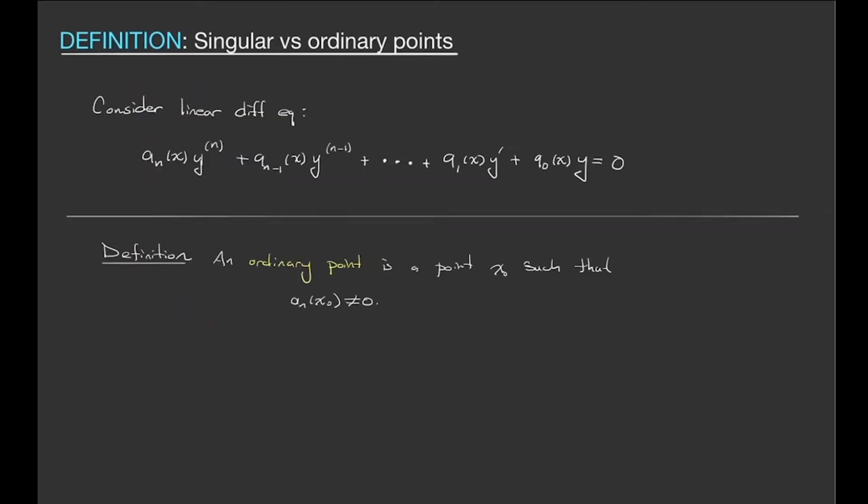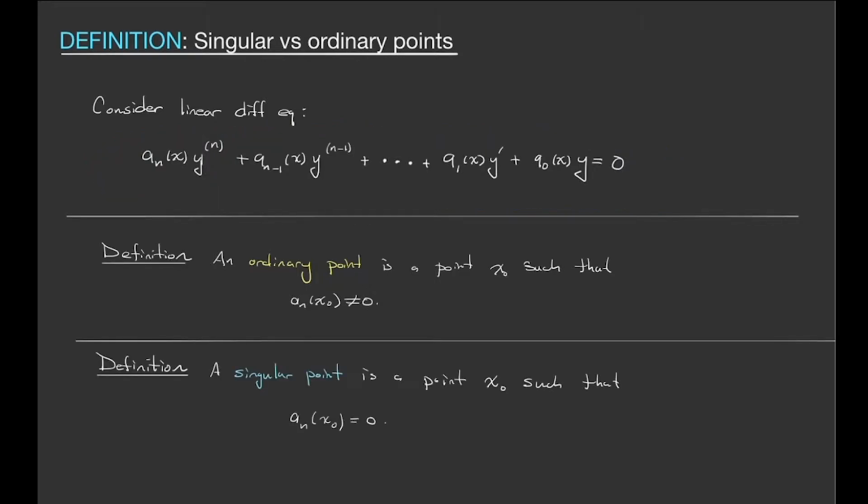We say an ordinary point is a point x naught such that if you look at the first coefficient function, a sub n of x, and substitute in this point, if what you get is something besides 0, that is, if this value evaluated at x naught is not equal to 0, then we call that an ordinary point. One way to remember that is it doesn't really change the order of this differential equation. Likewise, we have a singular point if it is equal to 0, and the notion there is it cuts the order of the differential equation.